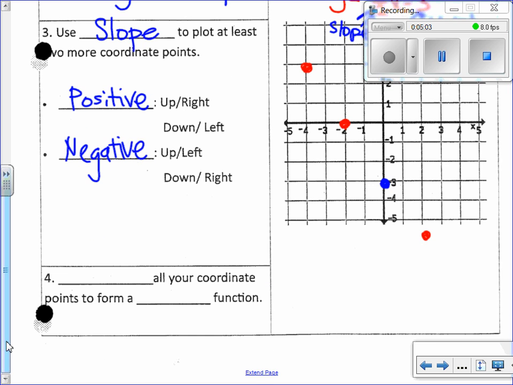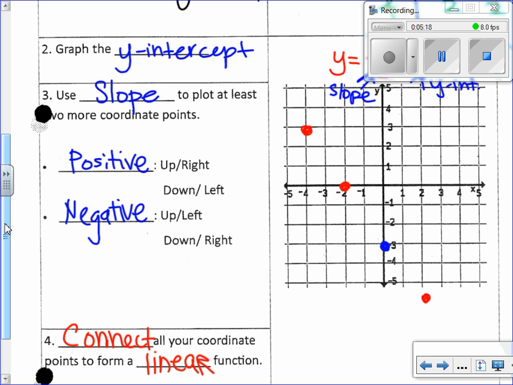All right, last step is to connect all your coordinates to form a linear function. This is where you may pick up a ruler. Now, this is what I don't want you to do. Don't do this. That is a line segment, not a line. You need to be very careful. A line goes all the way through the coordinate grid with arrows on the end. Do not just stop, then you're making a line segment. We're saying this line goes on and on and on forever with that same pattern. So be careful there.